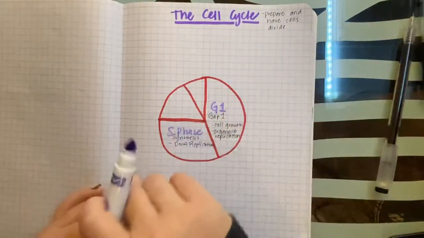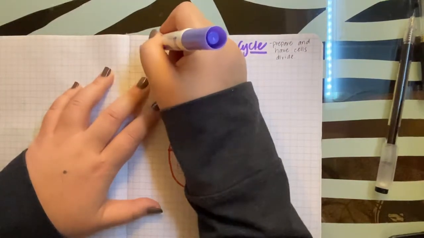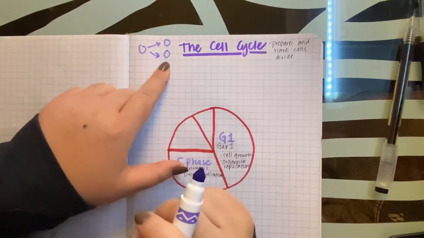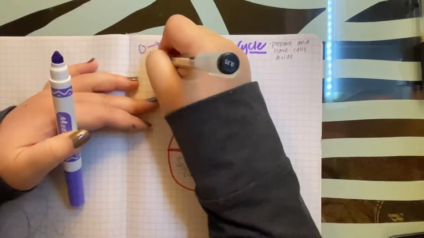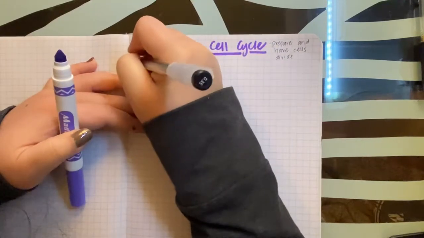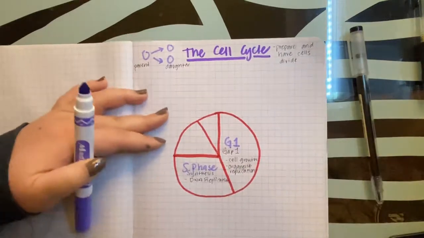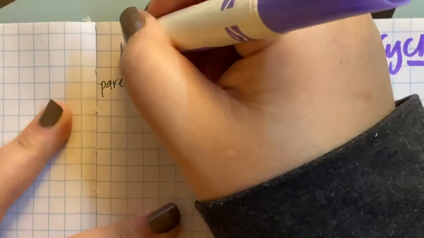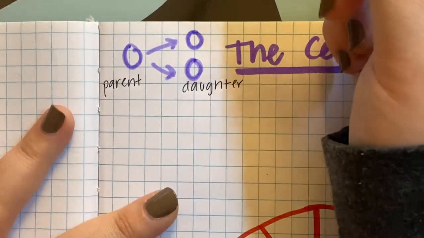Once again, if we're starting with one cell and we're gonna have it split, we're gonna end up with two daughter cells. So these are our daughter cells. This is our parent cell. Right, so when that parent cell divides, it no longer exists anymore, but all of its matter, all of its cell parts are now located in its two daughter cells.